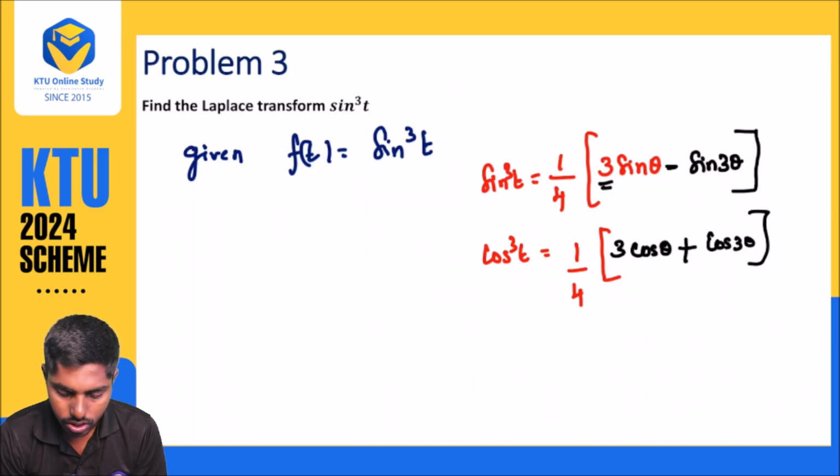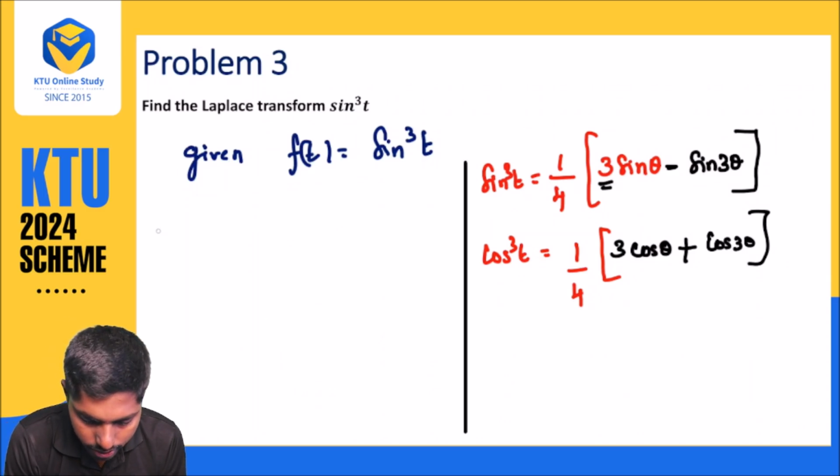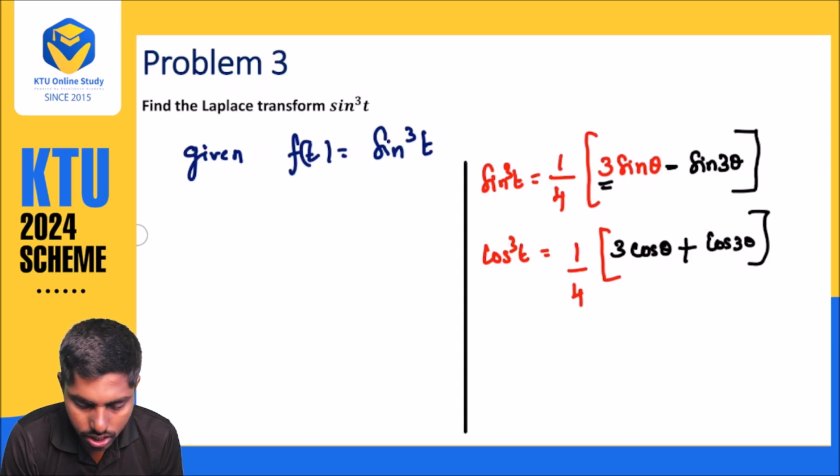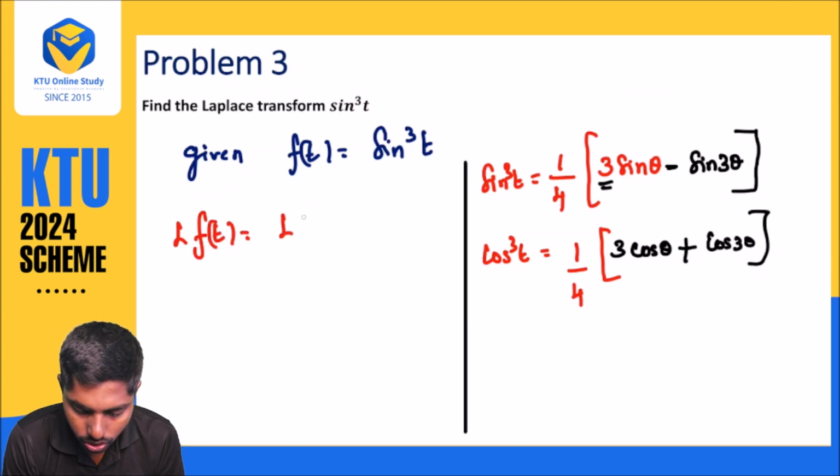Okay, now we know the formula, so just apply the formula. They are asking us to find the Laplace transform. L of f of t is equal to L of sine cube t. So what is sine cube t?